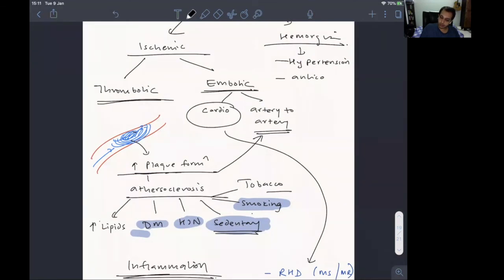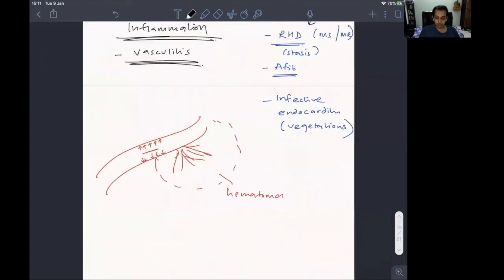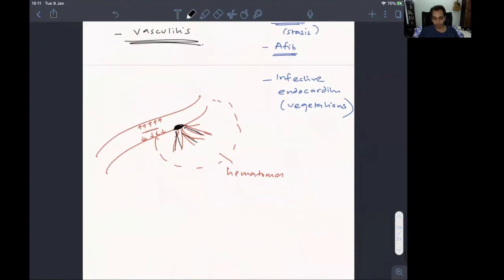anticoagulation. So suppose you are on anticoagulation, suppose you are on heparin or warfarin for any reason, then that will increase your chances of bleeding. So even if there is a small leakage, there will be no local thrombus formation because you are taking anticoagulation. So that can lead to increased chances of bleeding.